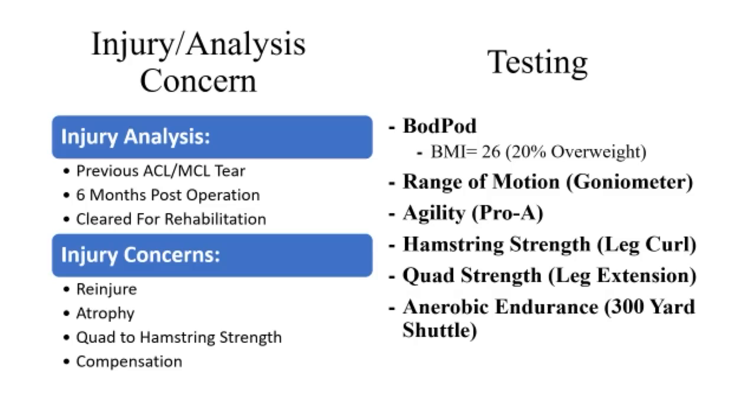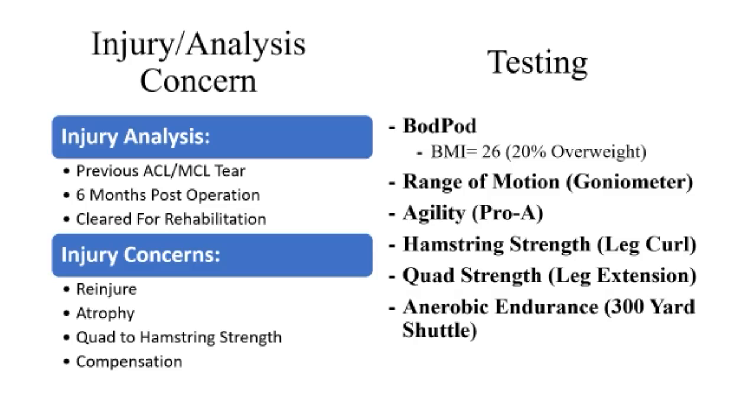As stated before, her BMI is 26, which suggests that she's about 20% overweight. BMI is a prediction rather than an accurate measure, so the bod pod is a little bit more accurate. So if we go ahead and throw Natalie in the bod pod, we'll be able to see if this BMI is a concern of ours or not.